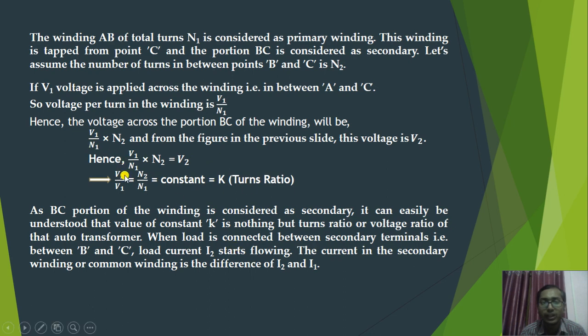So V1 upon N1 into N2 will be equal to V2. So from here we are getting V2 upon V1 is equal to N2 upon N1, and this is a constant term. We call it capital K, that is the turns ratio. K we have already obtained for a two winding transformer, and there also we have seen that V2 upon V1 is equal to N2 upon N1. So it will remain the same for an auto transformer also.